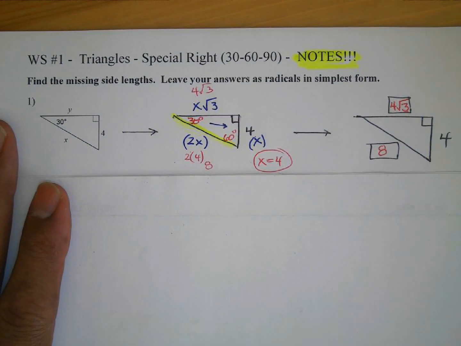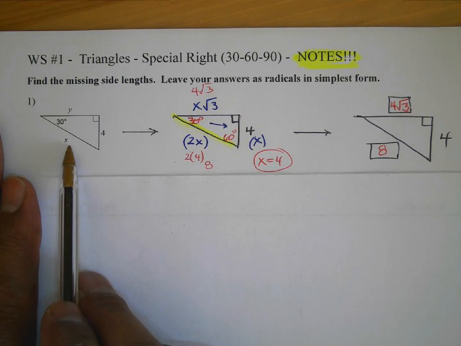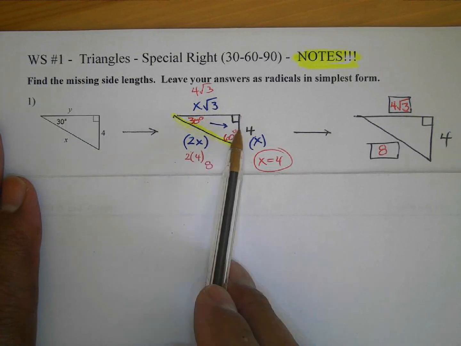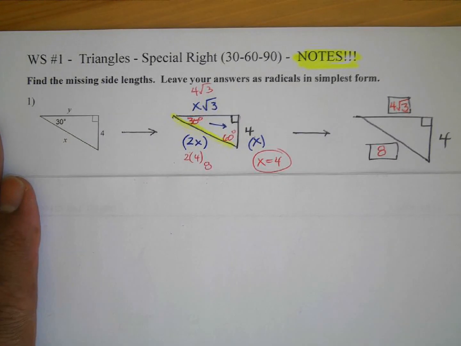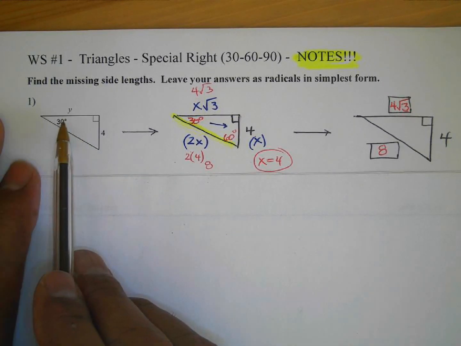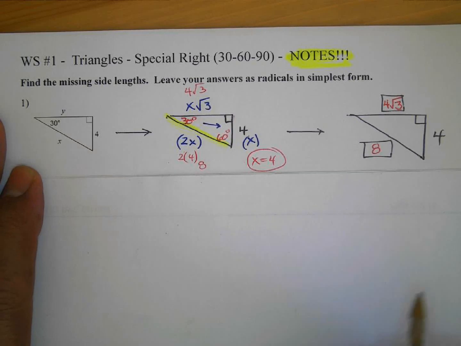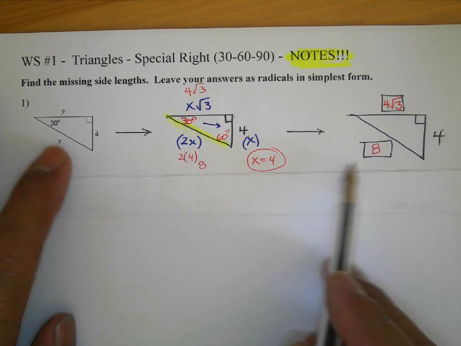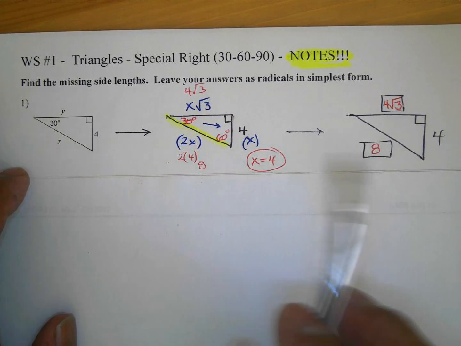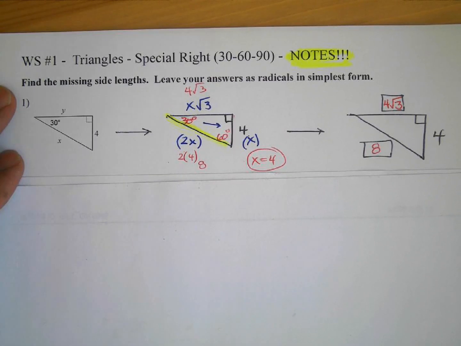And this is exactly why I want you to ignore these letters. They put an x here, but really that's not the x that's supposed to go with the way we label the side relationships. So ignore these letters. I want you to just do it exactly like I did here. Then you can come back and say, well, y is 4 root 3, and x is 8 over here. But that's the way we're going to do it. Okay, let's look at another one.